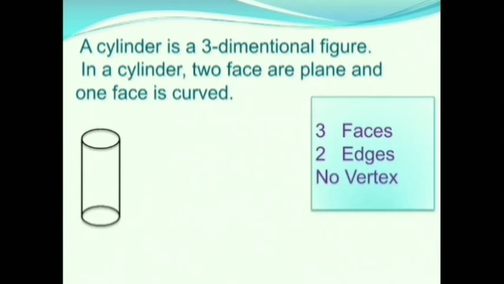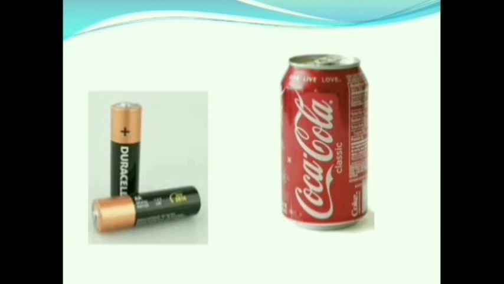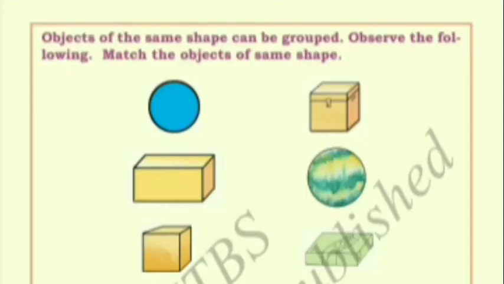Now we will learn about cylinder. A cylinder is a three-dimensional figure. In a cylinder, two faces are plane and one face is curved. And it has two edges, no vertex. See children, the arrow marks in this picture show edges. Observe these pictures children. The shell and juice can are also examples for cylinder.